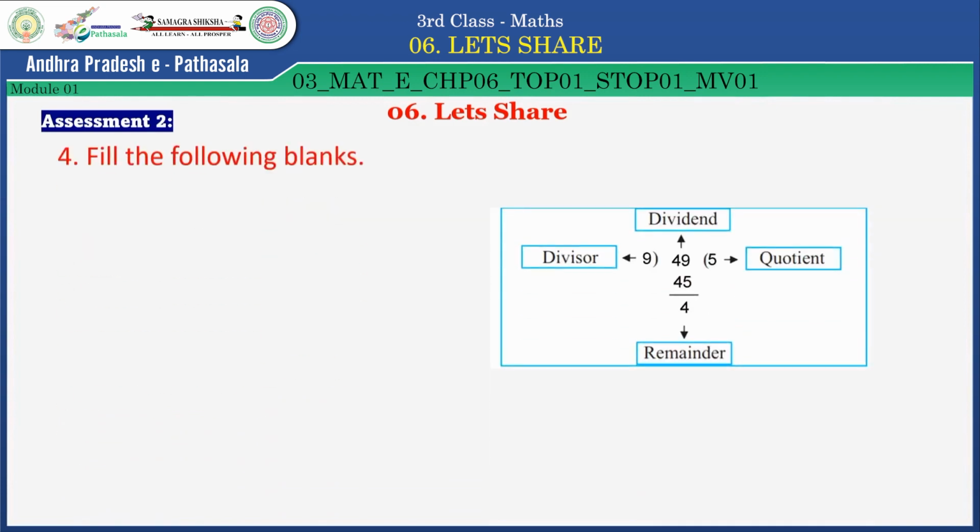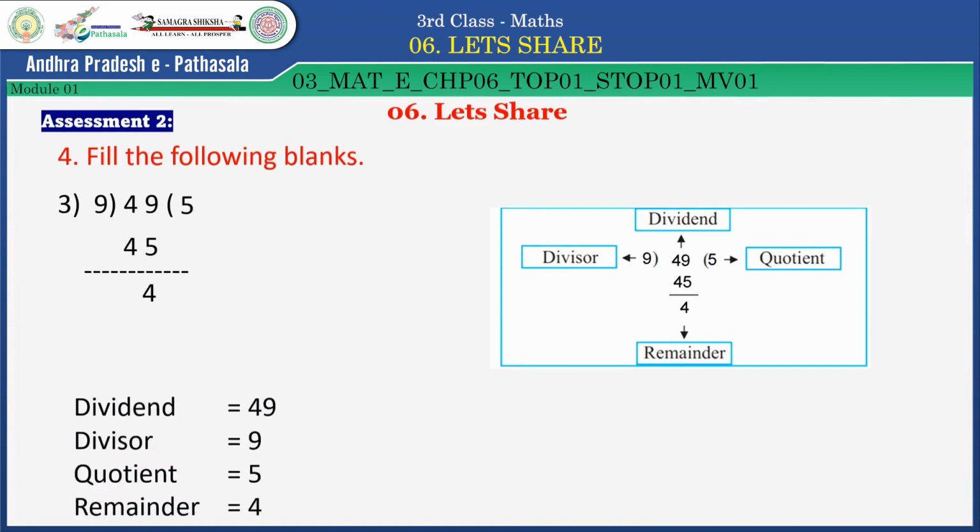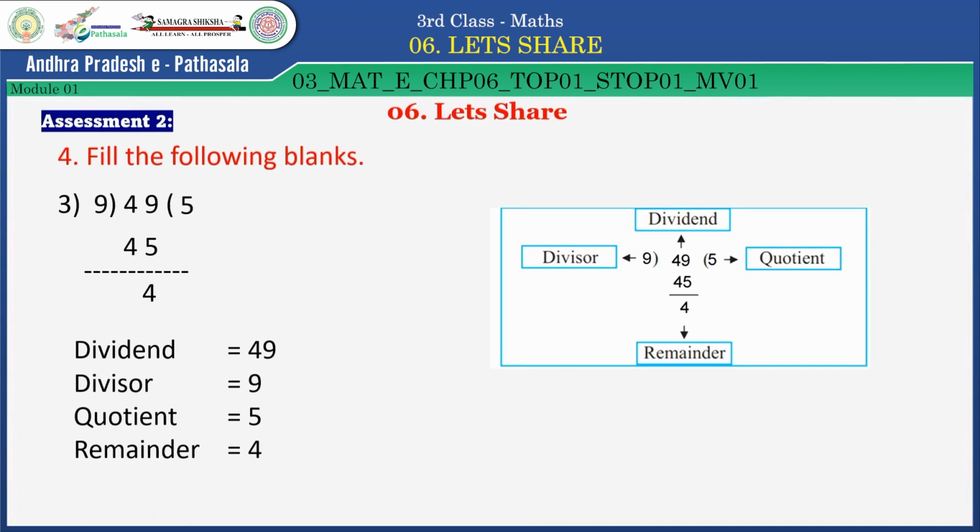Fill in the blanks. Third one is 49 divided by 9. Clearly here the dividend is 49 and the divisor is 9. In the 9 table, 9 5s are 45. 49 minus 45 is 4. Therefore the quotient is 5 and the remainder is 4.